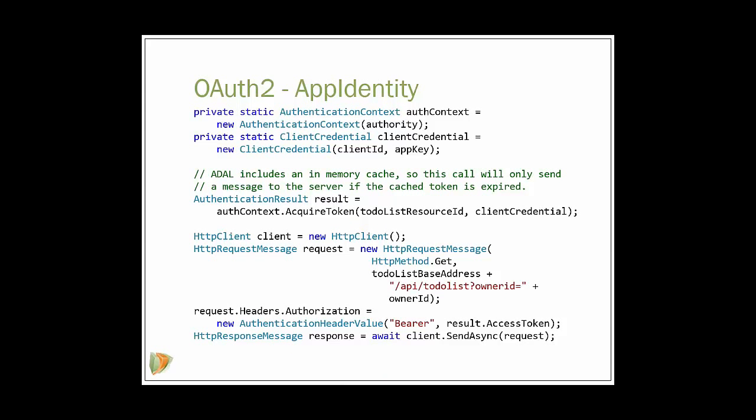You can see here I get an authentication context established with authority. In this case, authority would be Azure Active Directory. I create a client credential, and in this scenario, the client is my application, so I use my client ID and my key. And then you can see I acquire a token using a specific resource, which in this case is the list. And then once I have the token, I can put that in my authentication header as a bearer token.